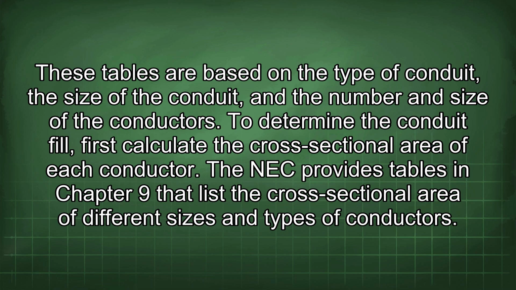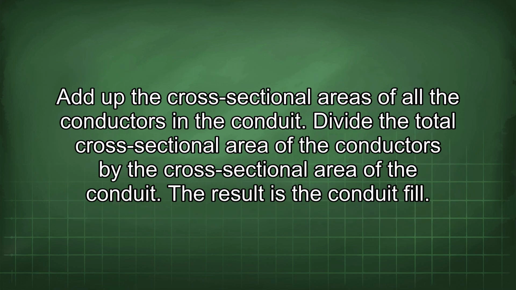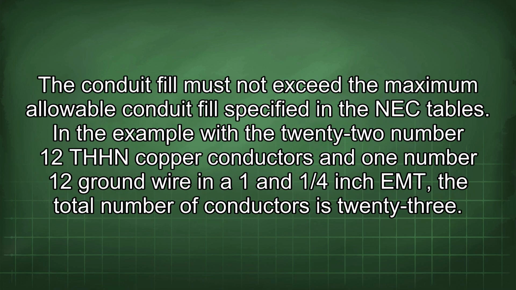To determine the conduit fill, first calculate the cross-sectional area of each conductor. The NEC provides tables in Chapter 9 that list the cross-sectional area of different sizes and types of conductors. Add up the cross-sectional areas of all the conductors and the conduit. Divide the total cross-sectional area of the conductors by the cross-sectional area of the conduit. The result is the conduit fill. The conduit fill must not exceed the maximum allowable conduit fill specified in the NEC tables.